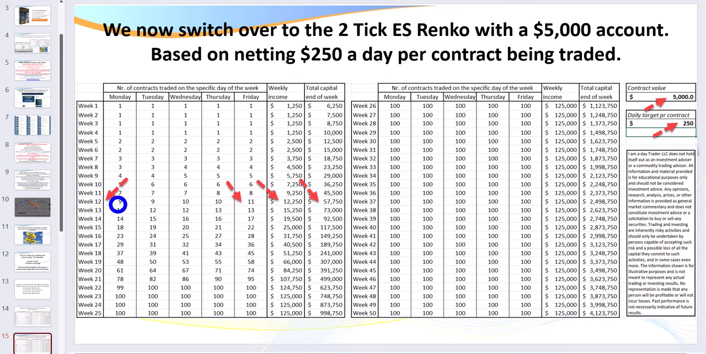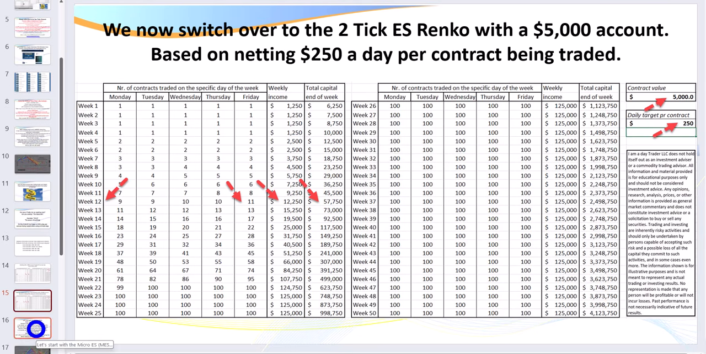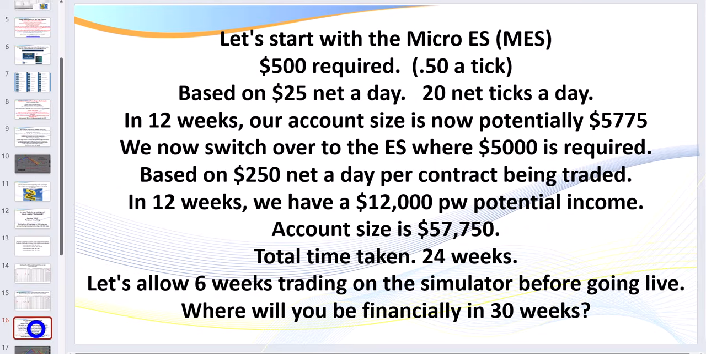So what we can see here, in a further 12 weeks, we're now earning potentially our $12,000 a week. Our capital's now $57,000, all based upon earning 250 a day, or 20 net ticks a day. Now of course the big question in a moment is, how do we do that? Well, I'm going to be showing you that.